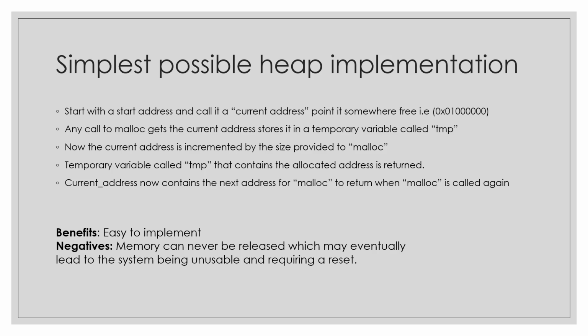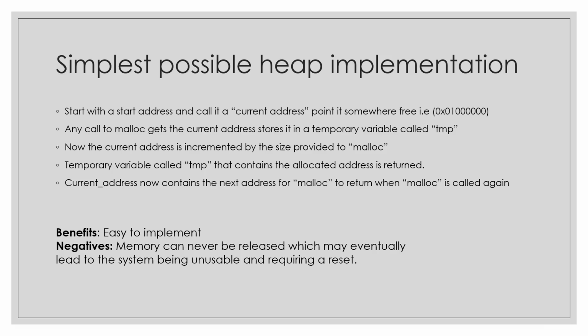So the simplest possible heap implementation is rather simple. We find a start address, so we can point it at this address, for example. And then any call to malloc gets the current address, stores it in a temporary variable called temp, and now we increment the current address by the size provided to malloc. The temporary variable called temp that contains the allocated address is now returned. The current address now contains the next address for malloc to return when malloc is called again. So the benefit to this is it's incredibly easy to implement. There is no easier heap to make. The negative is you can't actually release memory because we don't keep track of how the memory was allocated.